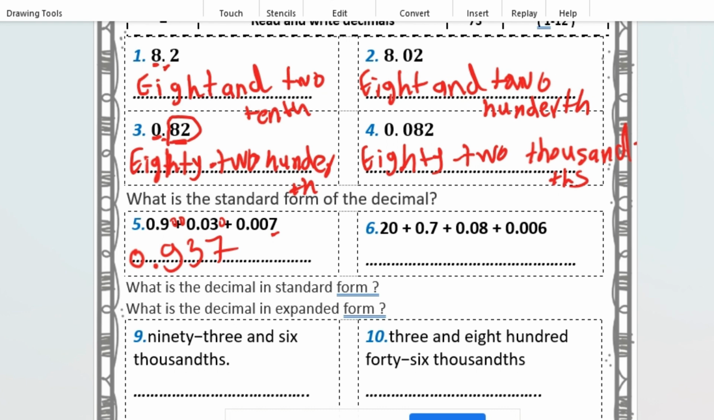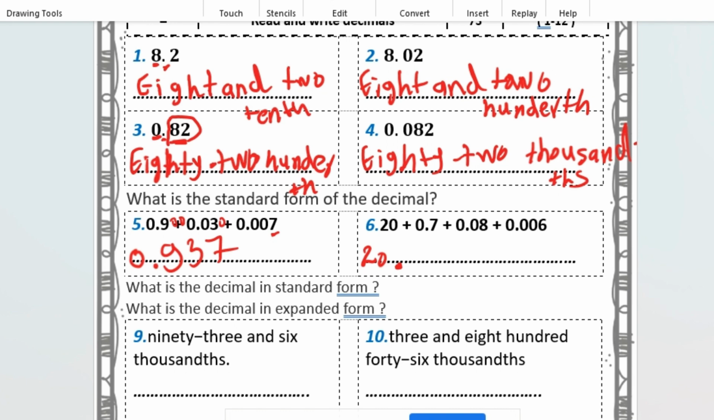We do the same thing here. How much is the ones here? The ones here is 20. Here is 0, 0, 0. So it's 20 plus 0, 0, 0. It's 20. We put the period point. We don't forget it.